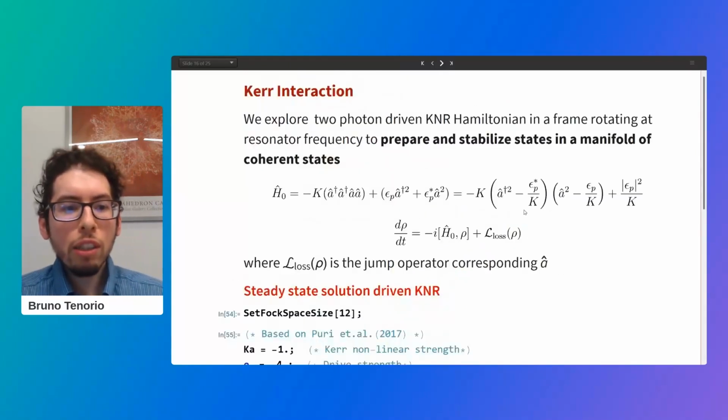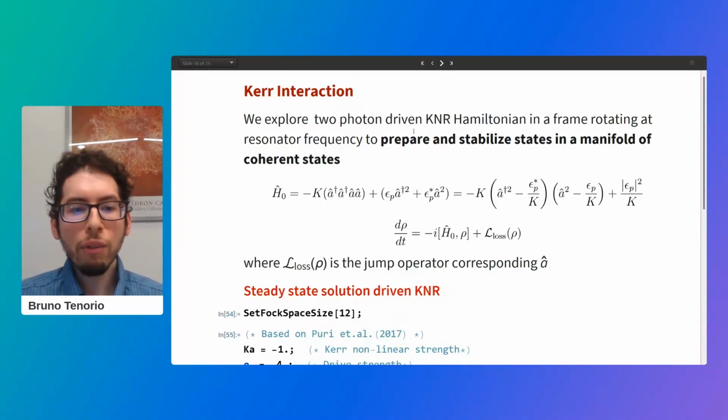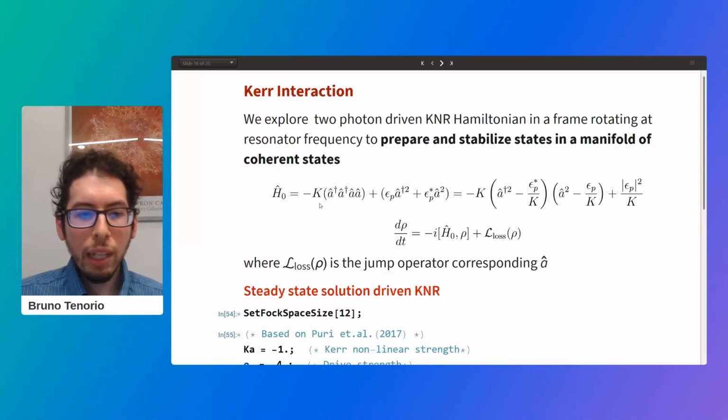Now let's talk about Kerr interaction. This is a really interesting topic, and we will explore it with a 2-photon drive Kerr nonlinear resonator in a frame rotating at the resonator frequency to prepare and stabilize states in a manifold of coherent states. This is interesting, for example, in quantum computing for cat qubits, where a 2-level system is encoded in a manifold of coherent states. We define here the Hamiltonian.